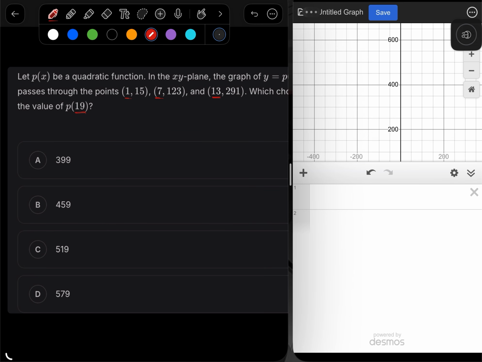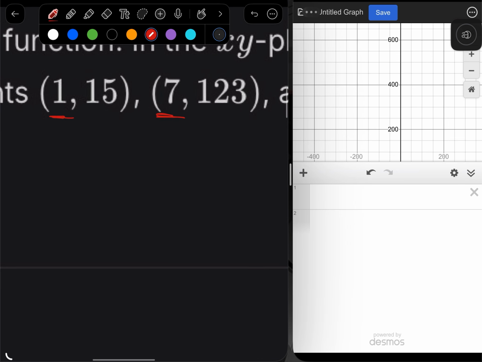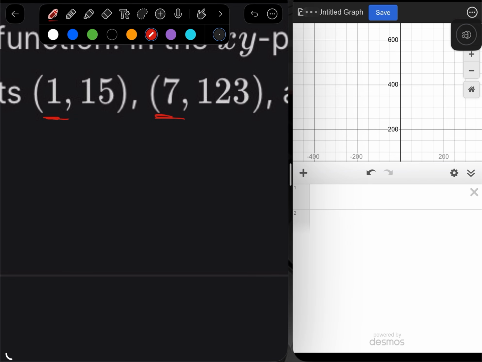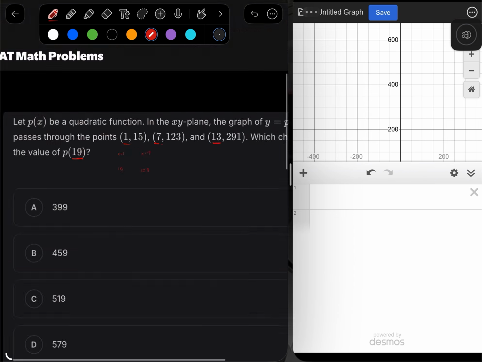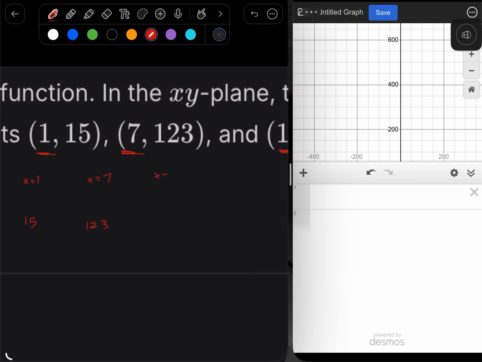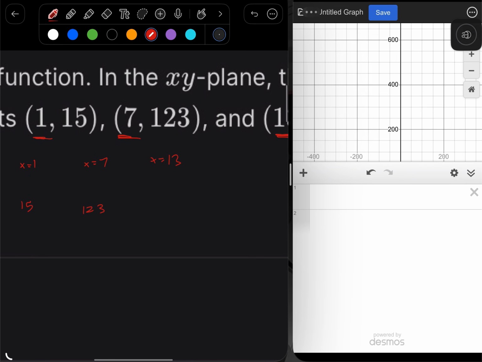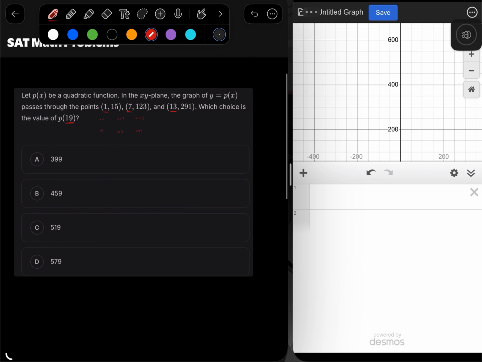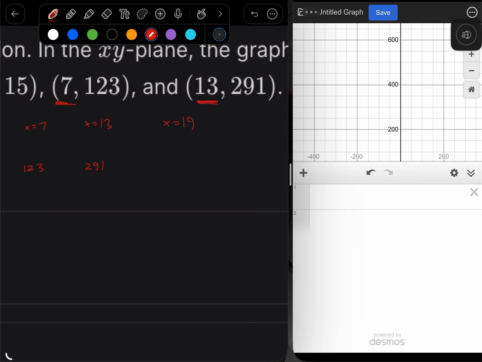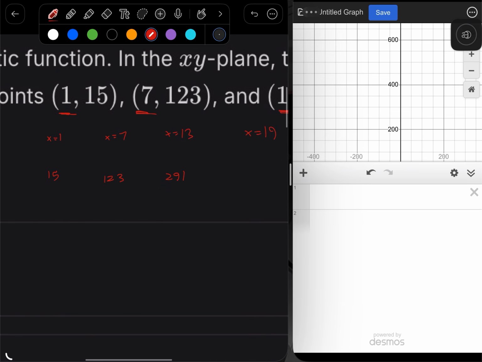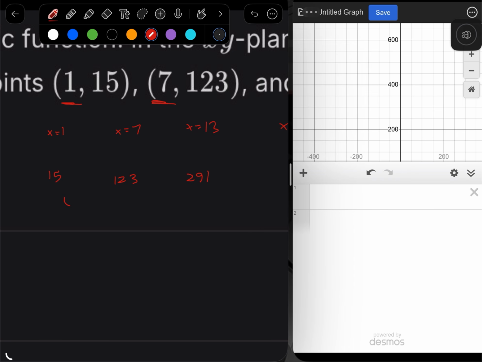Why is that useful to know? Well, because there's a really special property about quadratic functions that you should know. Again, we have x equals 1, which gives us 15, x equals 7, which gives us 123, and x equals 13, which gives us 291, and again, we're trying to find x equals 19. I've written it like this for a specific reason. Let's calculate something first.